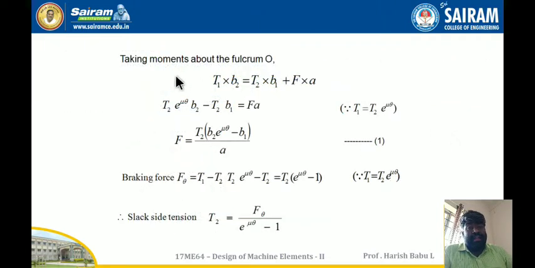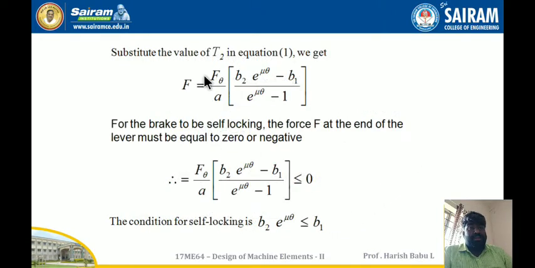By taking the moment for the clockwise case, T1 into B2 is equal to T2 into B1 plus F into A. By simplifying everything, I get T2 is equal to F theta by (e to the power of mu theta minus 1). Similarly, by substituting T2 in the first equation, I get F is equal to F theta by A multiplied by (B2 e to the power of mu theta minus B1) divided by (e to the power of mu theta minus 1).